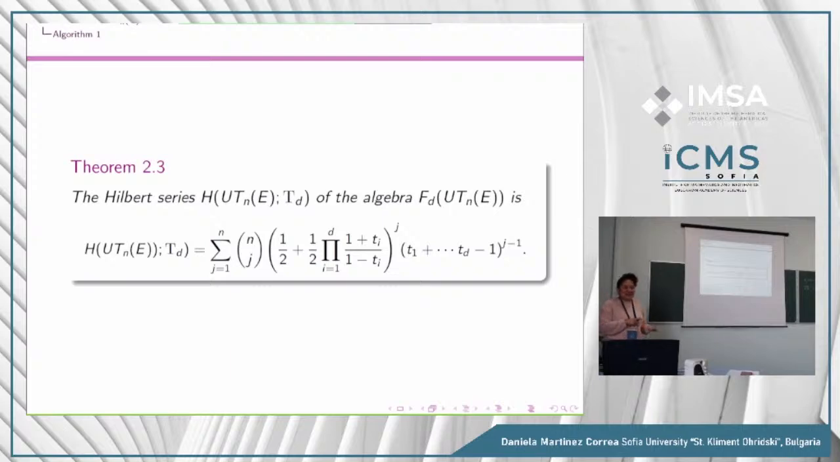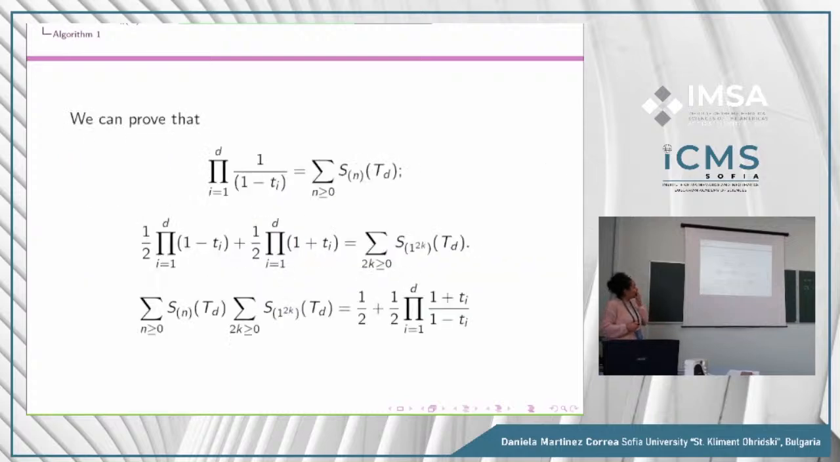For this reason, we work with multiplicity series. Okay? So we have these equalities. Okay? Note that using these equalities, this expression is the product of these, and we can write the Hilbert series of UT_n in terms of Schur polynomials. So using these equalities, we define two linear operators.